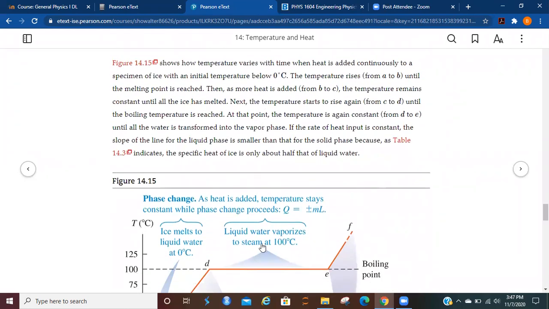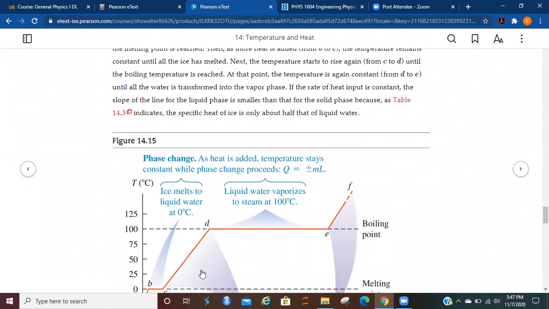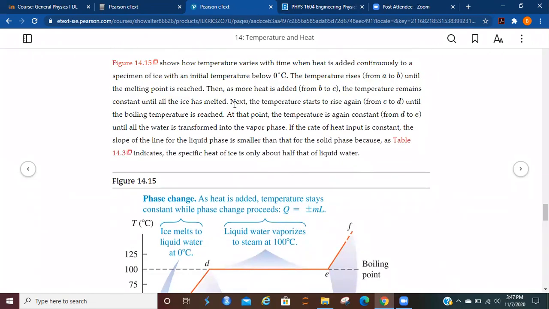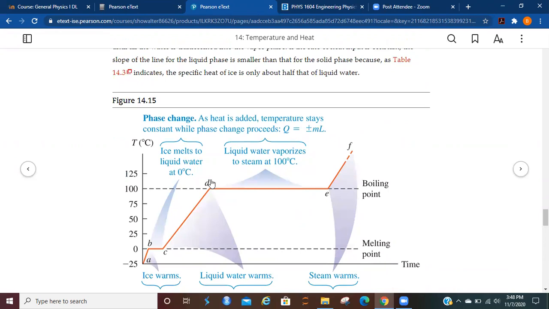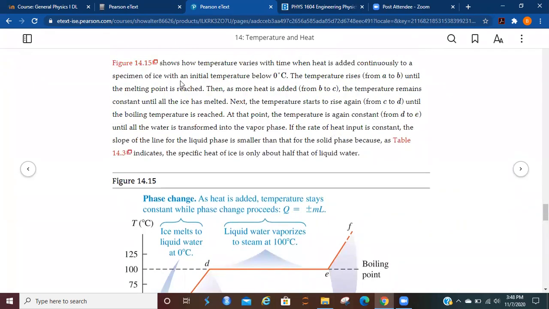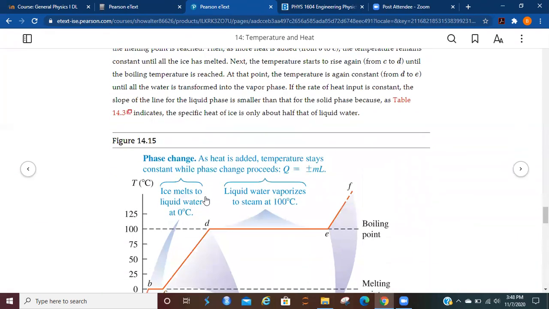So this figure shows how temperature varies with time when heat is added continuously to a specimen of ice with an initial temperature below 0 degrees Celsius. Temperature rises from A to B until the melting point is reached. Then as more heat is added, the temperature remains constant until all the ice is melted. And then next, the temperature starts to rise again until the boiling temperature is reached.